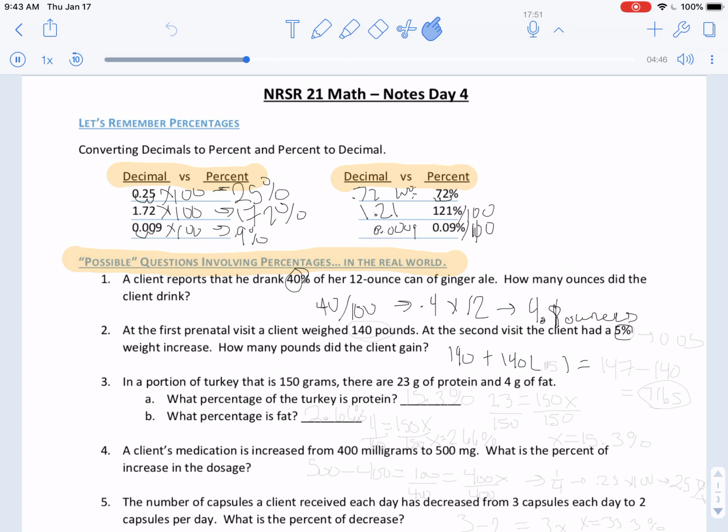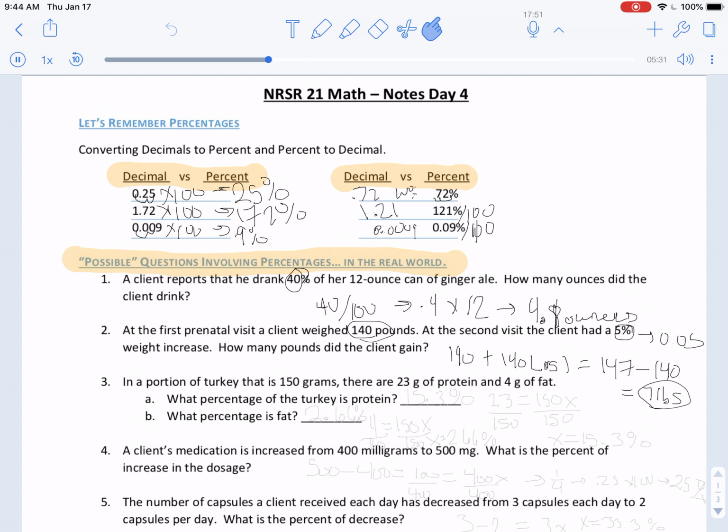So now we have to change our 5% into a decimal by simply dividing by 100 to get 0.05. So then we have 0.05 right over here. And then we had to do addition, so then we have 147. But we know that the original weight was 140. So simply we just need to subtract 140 to show how much they gained. And then we have 7 pounds that the client has gained since that last appointment.